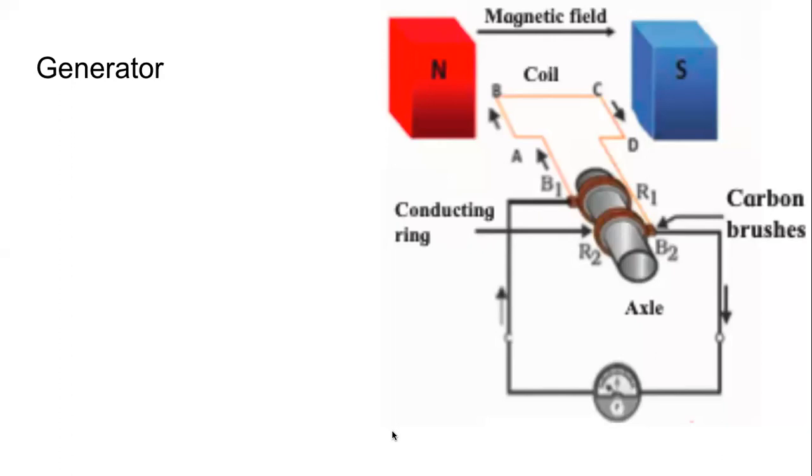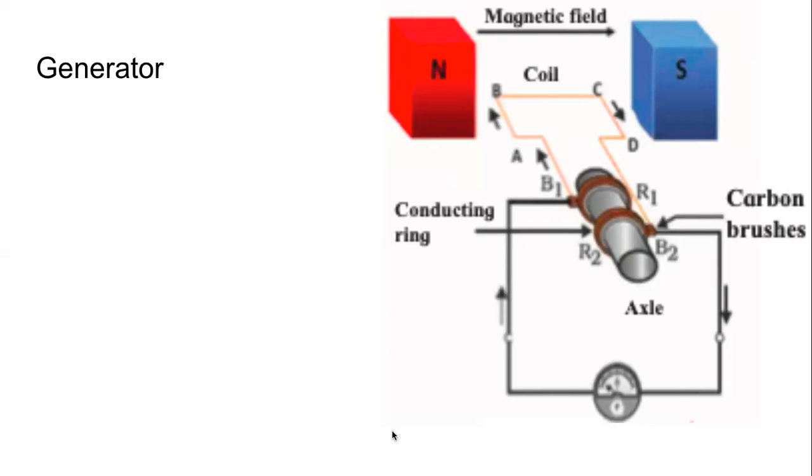Now, when CD is at the point AB, remember we are giving alternating current. Now the current will be moving from R2 to R1. So when CD is at the point AB, the direction of the current changes because it is still connected from R2 to R1. And now it will start moving down. And it will keep on moving. AC motor.